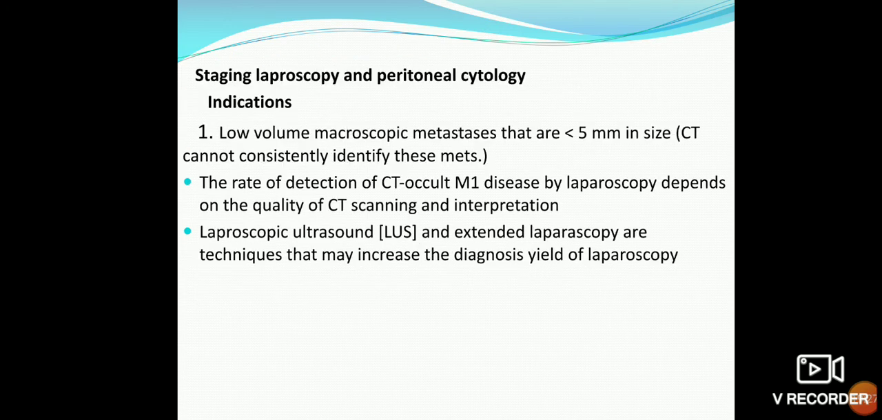After that, we go through the staging laparoscopy and peritoneal cytology. It is used when CT cannot consistently identify peritoneal metastases or other small metastases which are less than 5 mm in size. The rate of detection of CT-occult M1 disease by laparoscopy depends on the quality of CT scanning and interpretation. M1 is the distant metastasis. Laparoscopic ultrasound and extended laparoscopy are techniques that may increase the diagnostic yield of laparoscopy.